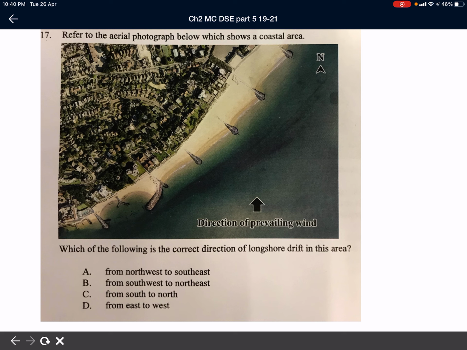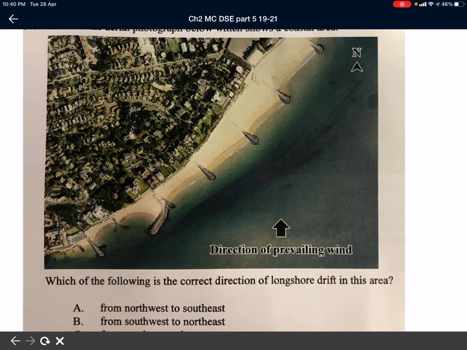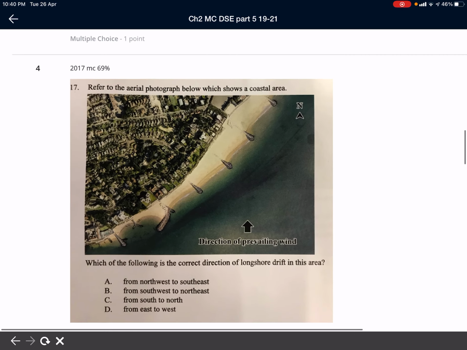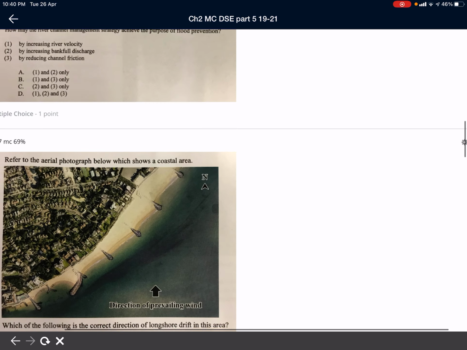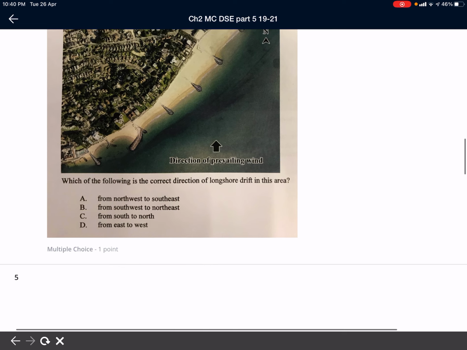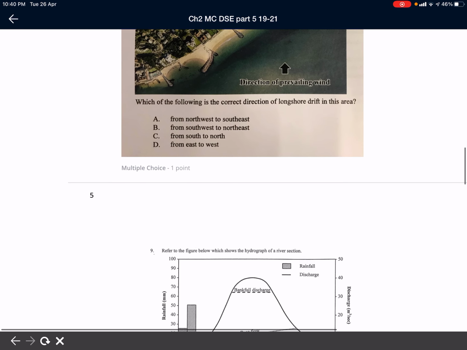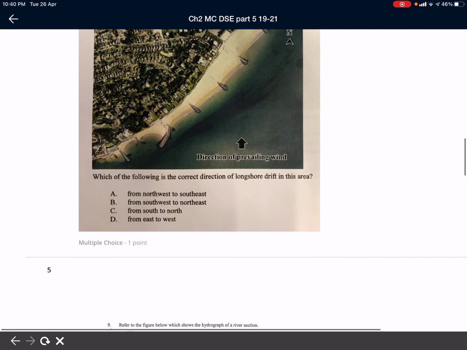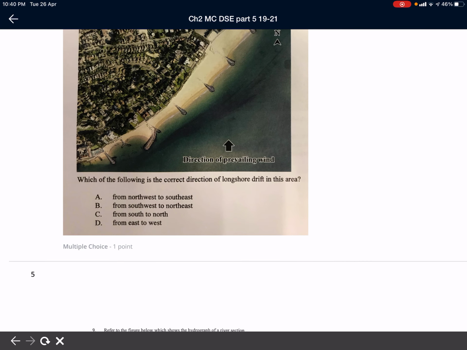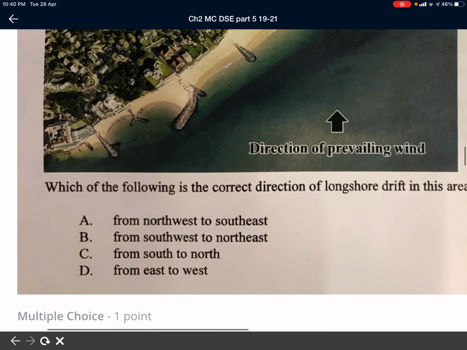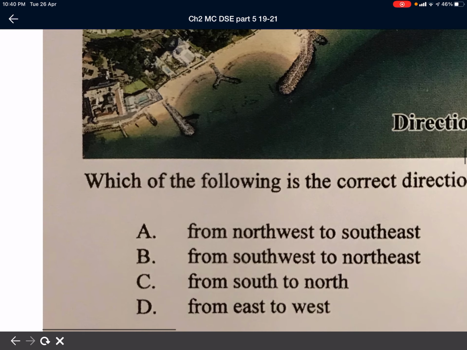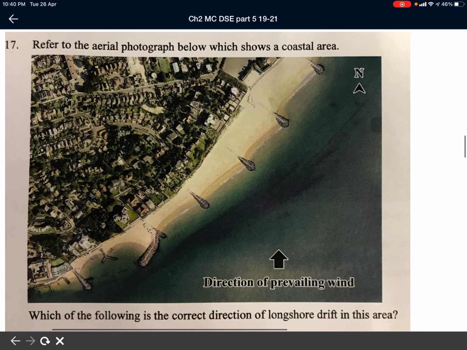Okay, be careful. What is the direction of the longshore drift? Not talking about the prevailing wind. Be careful. If the prevailing wind is coming this way, then I think the longshore drift is coming this way, because they are always at a right angle. So it should be from this side to that side, from northeast to southwest. If we are talking about here, it should be southwest to northeast, isn't it?